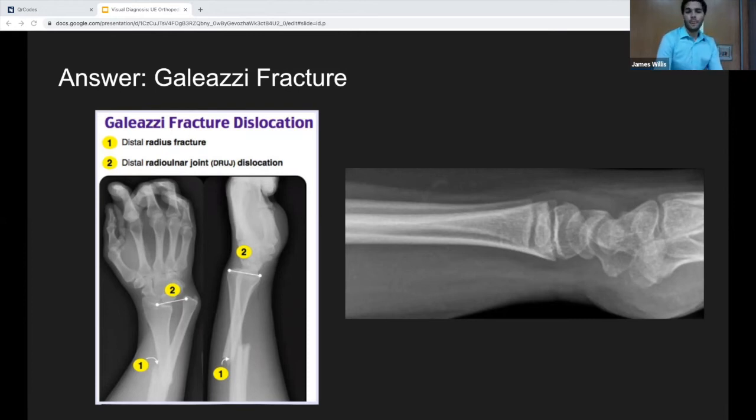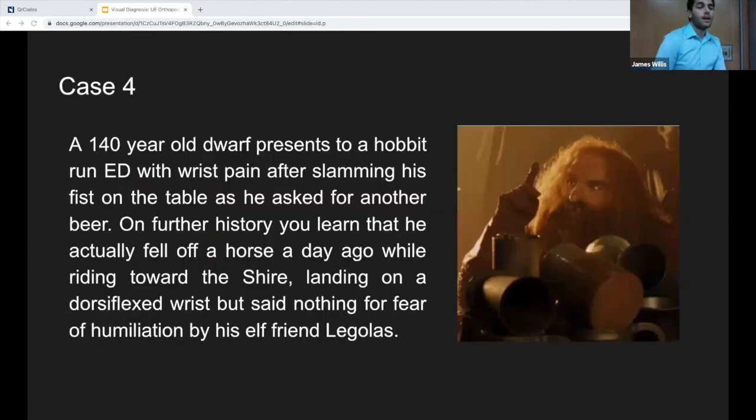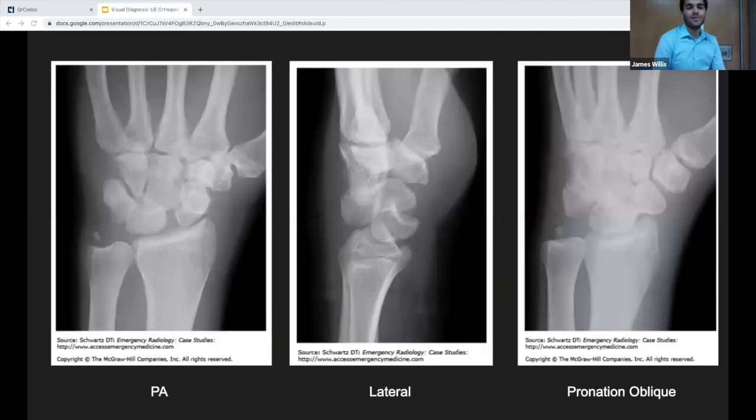Okay. And then case four: a 140-year-old dwarf presents to a Hobbit-run ED with wrist pain after slamming his fist on the table as he asked for another beer. On further history, you learn that he actually fell off a horse a while ago while he was riding towards the Shire, landing on a dorsiflexed wrist, but said nothing for fear of humiliation by his elf friend Legolas. So if anyone doesn't watch Lord of the Rings, this is Gimli. You get some x-rays.